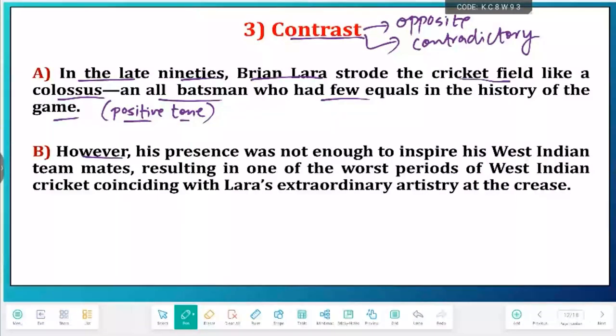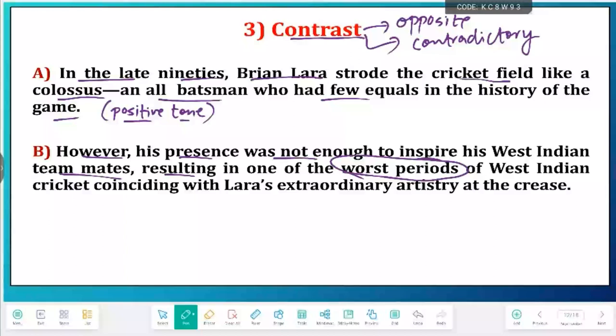However, his presence was not enough to inspire his West Indian teammates, resulting in one of the worst periods of West Indian cricket, coinciding with Lara's extraordinary artistry at the crease. ठीक है ना? तो पहले statement में क्या हुआ? पहले statement में Brian Lara की बहुत ही ज्यादा तारीफ हुई है. Statement A is praising Brian Lara.